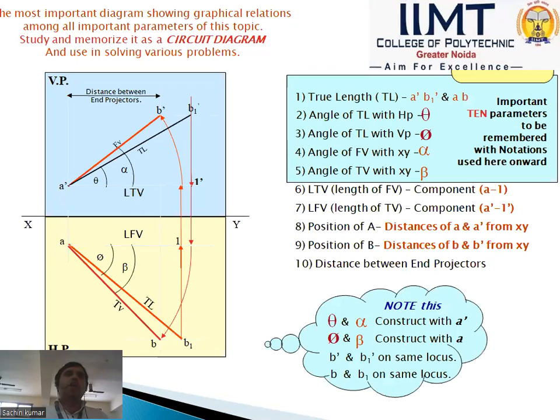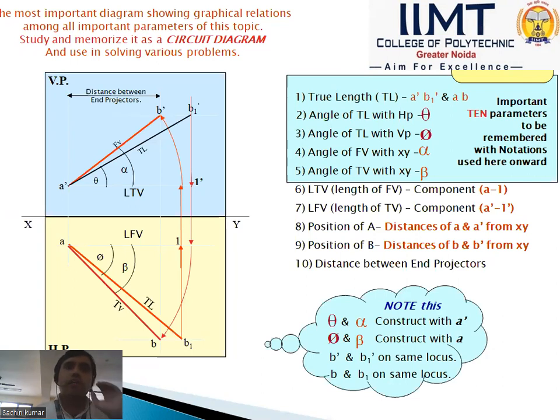Some notations we must always remember in case of this type of problem, where the line is inclined to both the planes. If a line is inclined to HP, it is denoted by theta. Remember this always. This is a standard notation used in engineering drawing. The angle of inclination to the vertical plane is denoted by phi.